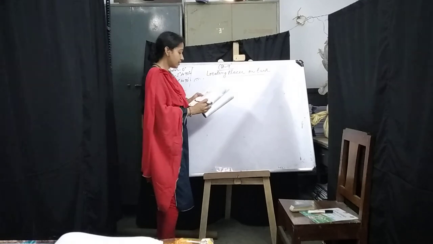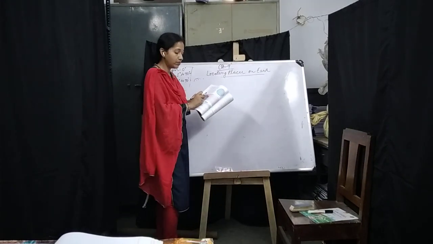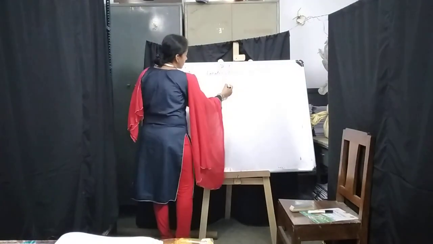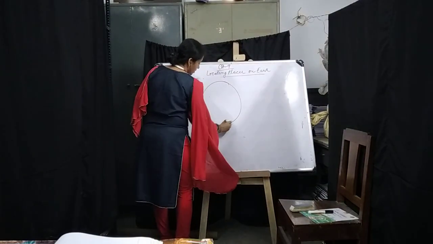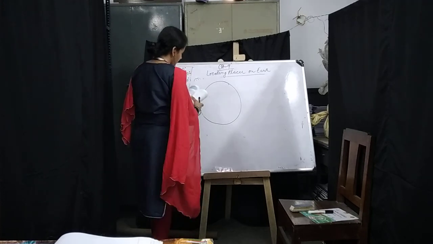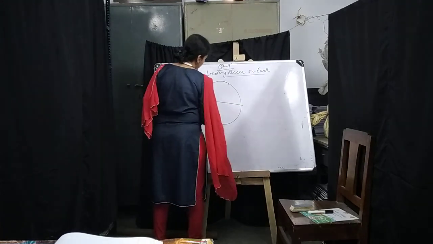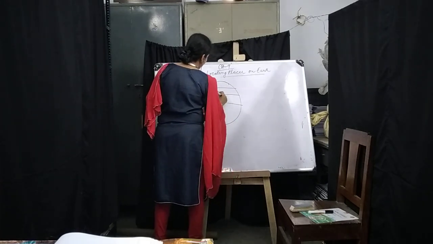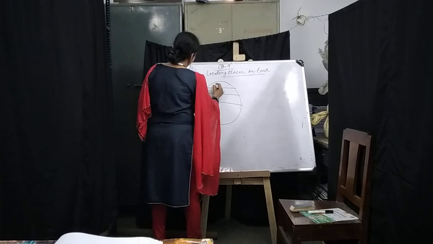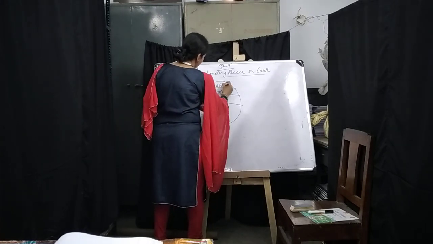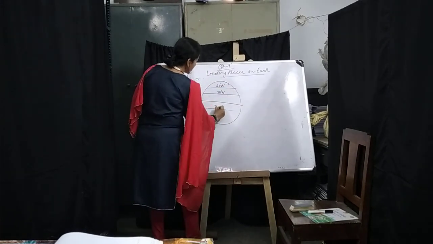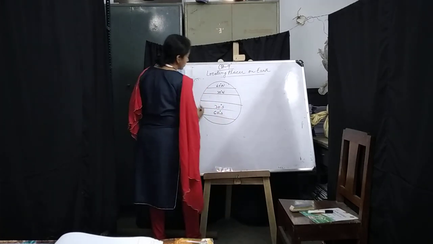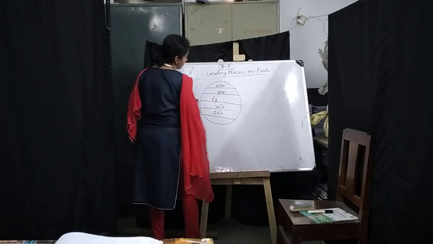The question is: look at the lines in the given diagram and write in which hemisphere the following lines lie. Here is the given Earth. This is the equator. Here it is written: 30 degree north, 60 degree north, 30 degrees south, 60 degrees south, and this is the equator.